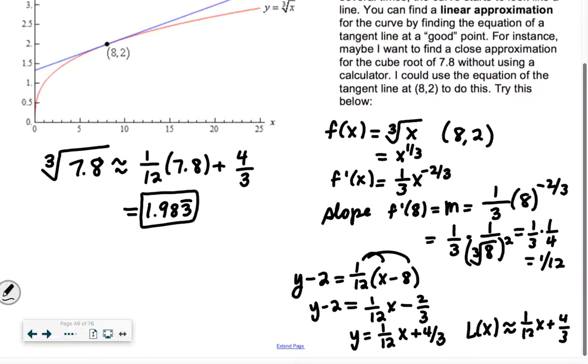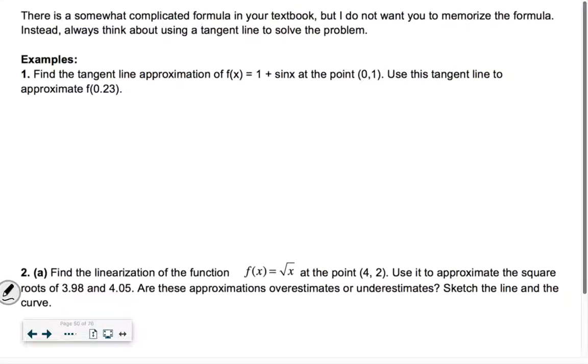Okay, next up. There's a somewhat complicated formula. I'm not even going to teach you the formula because I think students spend so much time trying to memorize it when they really don't need to. Every time you see something that says linear approximation, you're thinking, oh, that's a tangent line approximation. There are lots of words we're going to use. Notice number 1 says tangent line approximation. Look at number 2. What word do I use? Linearization. Same thing. Linear approximation, linearization, tangent line approximation. These are all the same.